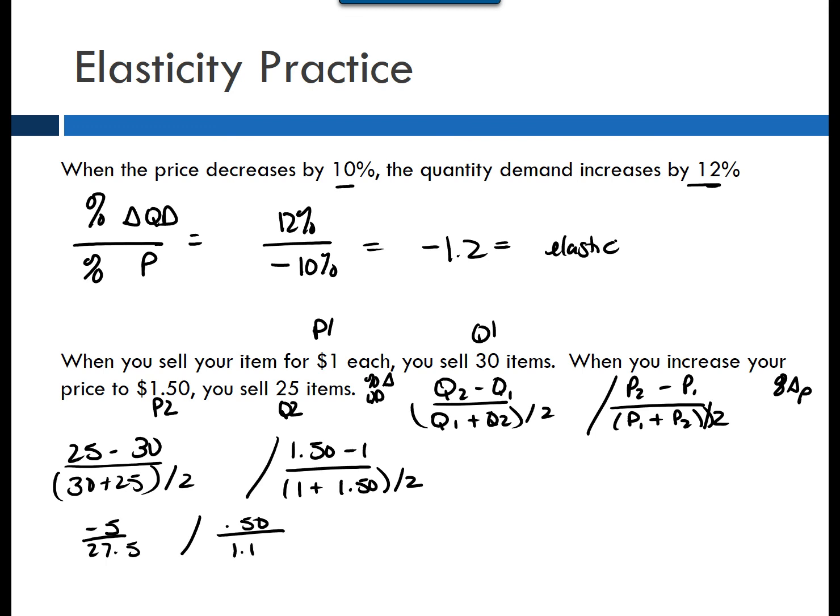Oops. Sorry. Oh, goodness. Okay. I can't write on the bottom there.